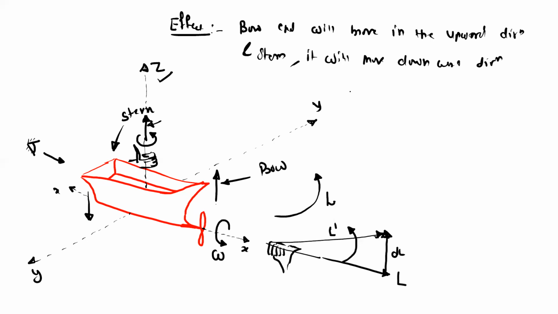Okay, so this effect is only for a left turn, and the propeller is rotating in the clockwise direction when observed from the rear side. From the stern side, the direction will be anti-clockwise. So I have shown that direction. In order to find this dL, we have to draw this torque vector. Actually this is not a vector, it is just a direction. The vector is along the Z direction.